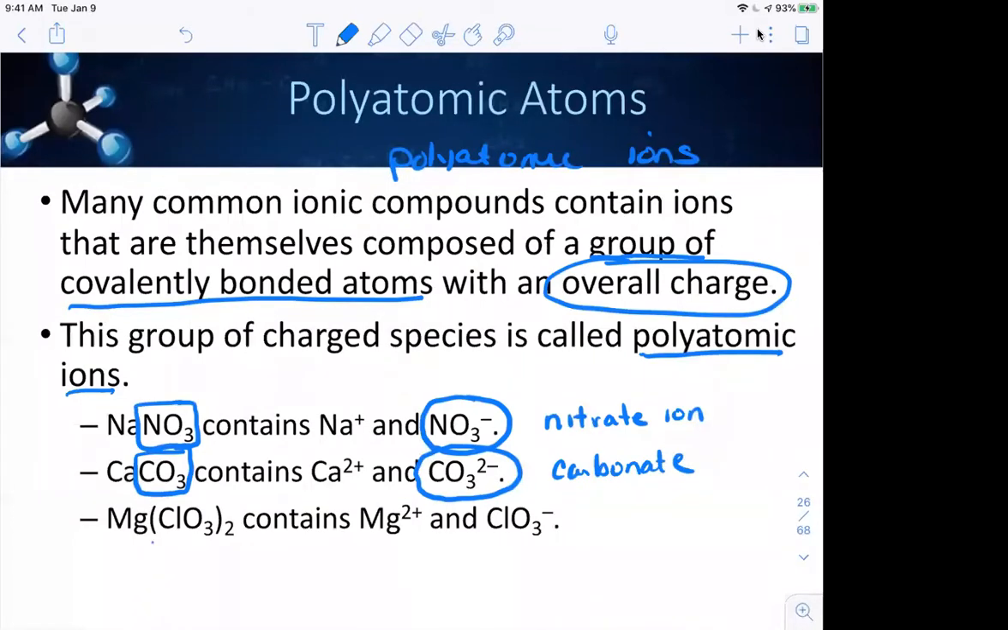This parentheses indicates I have 2 of these ions, which are ClO3-. This is going to be my chlorate ion. So these specific polyatomic anions have separate names. Those names, charges, and formulas are things that you need to become very familiar with because we use them routinely in this class.